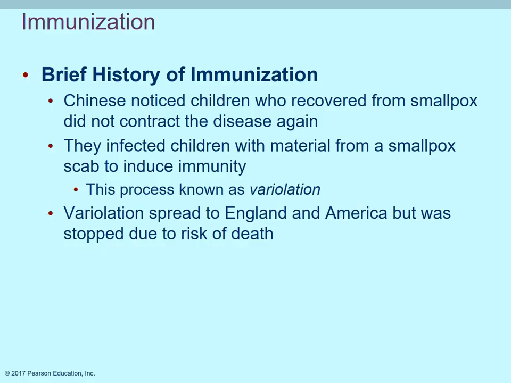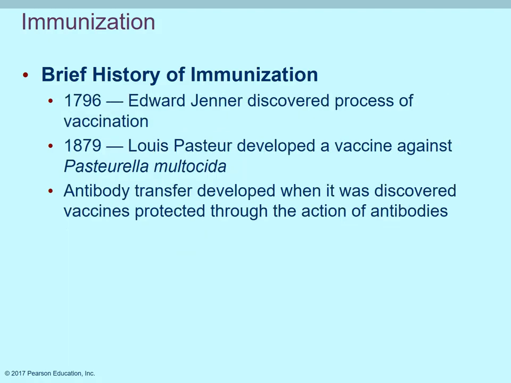Just a very brief history of immunization. The Chinese are actually the ones who started, not calling it immunization, but they essentially were doing that when they noticed that children who had had smallpox did not seem to get it again later in life. So if they took some of the material from a scab of smallpox and infected the children with that, they found that they were protected. And then this later spread to Europe and actually to America, but there is obviously a very high risk associated with it, and so it was stopped.